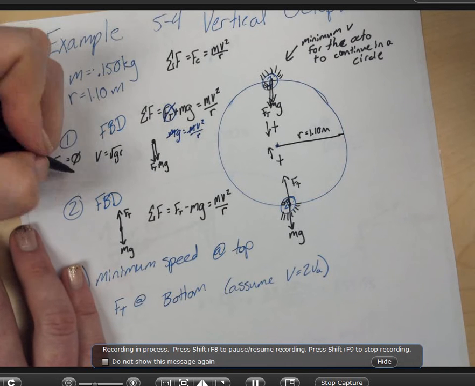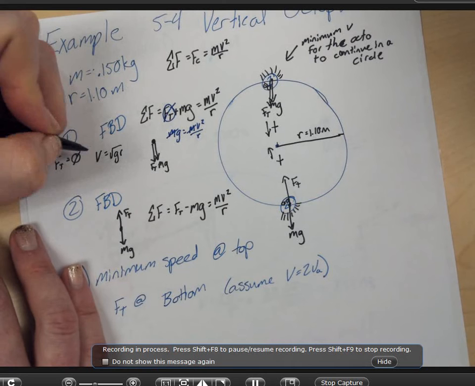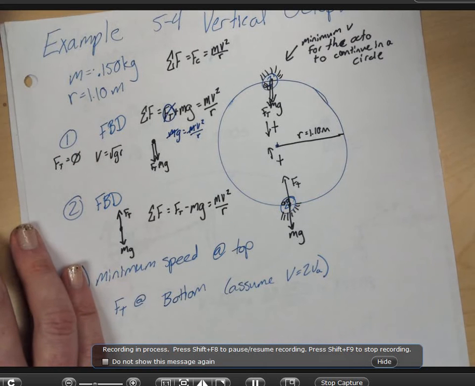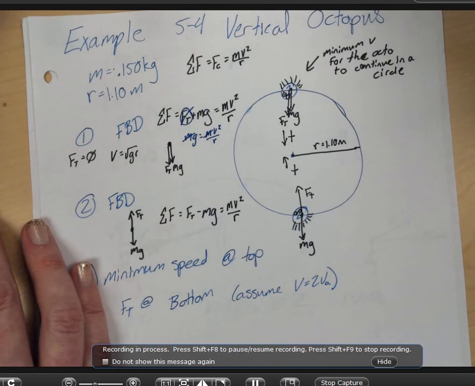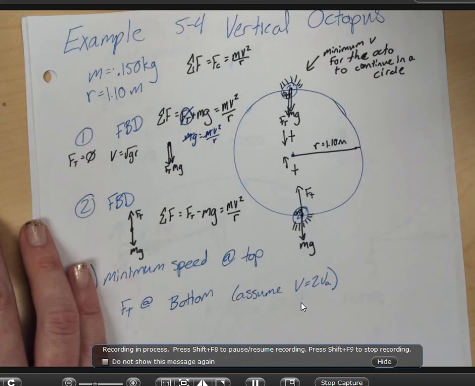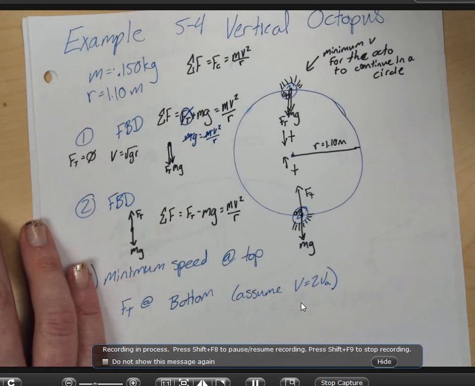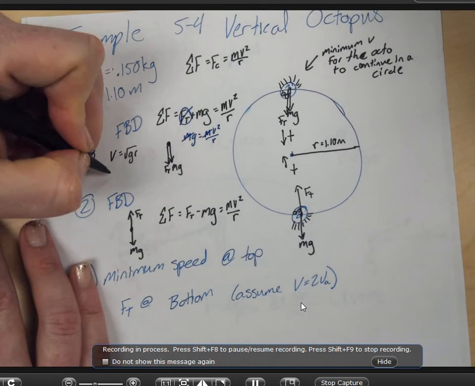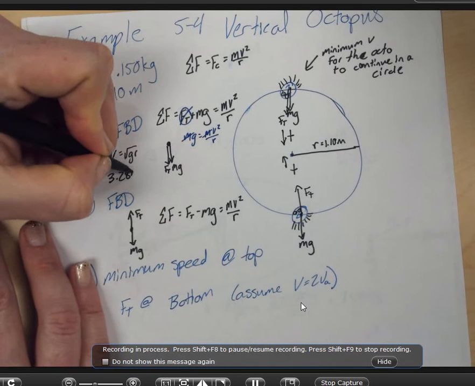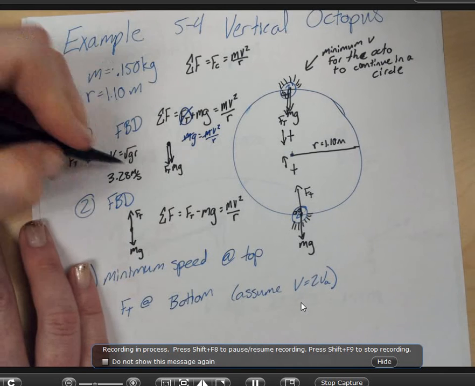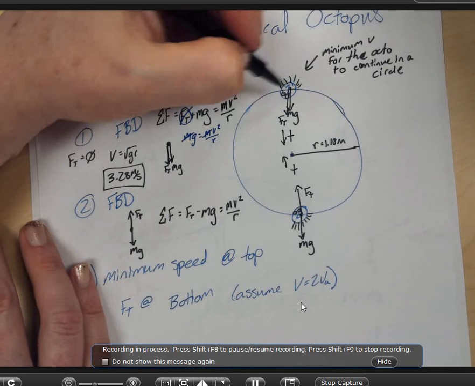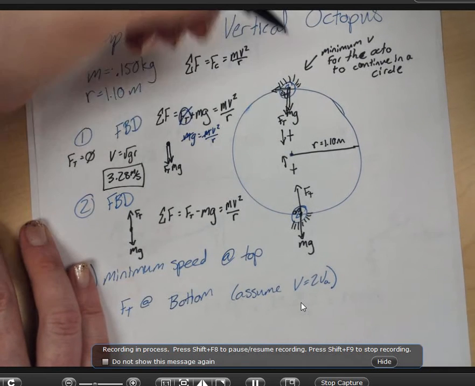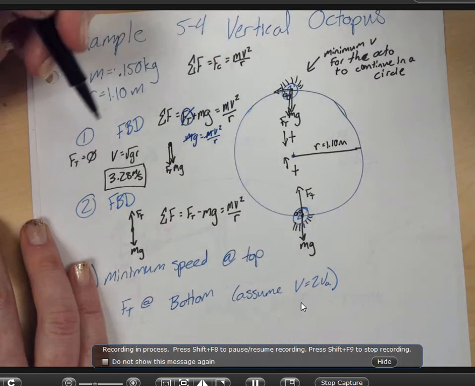And if I plug in 9.8 and 1.1 in there, then what I should end up getting is a value of 3.28 meters per second. And that is the minimum velocity for the octopus to continue on its pathway and begin accelerating again toward the center of the circle.